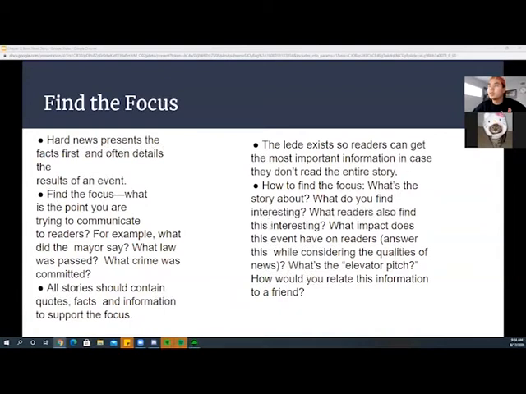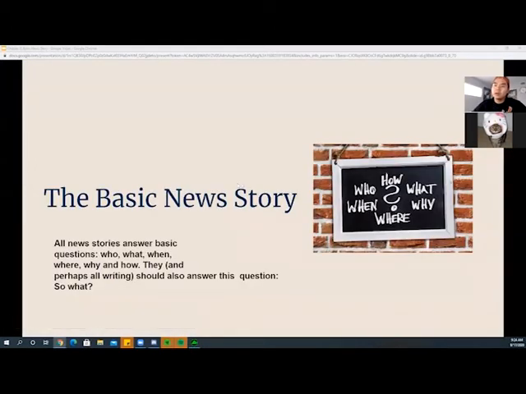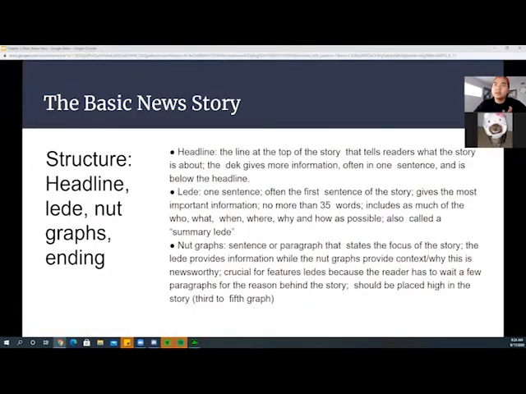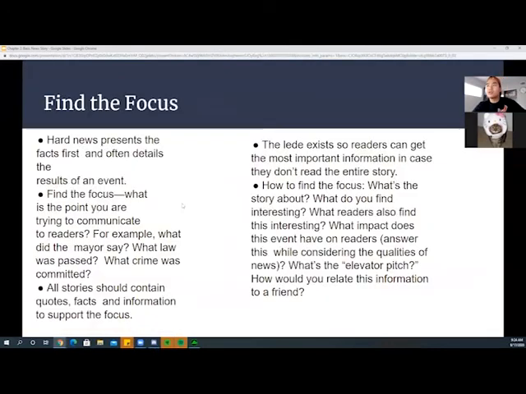All right. When you're writing your story, the key thing, how do you find your focus? So what is the story about? What do you find interesting? What would readers also find interesting? What impact does this event have on readers? What's the elevator pitch? How would you relate this information to a friend?